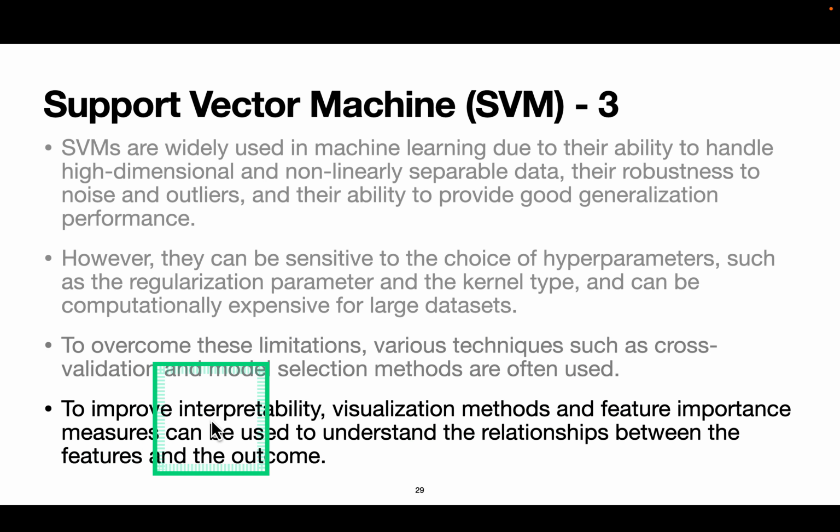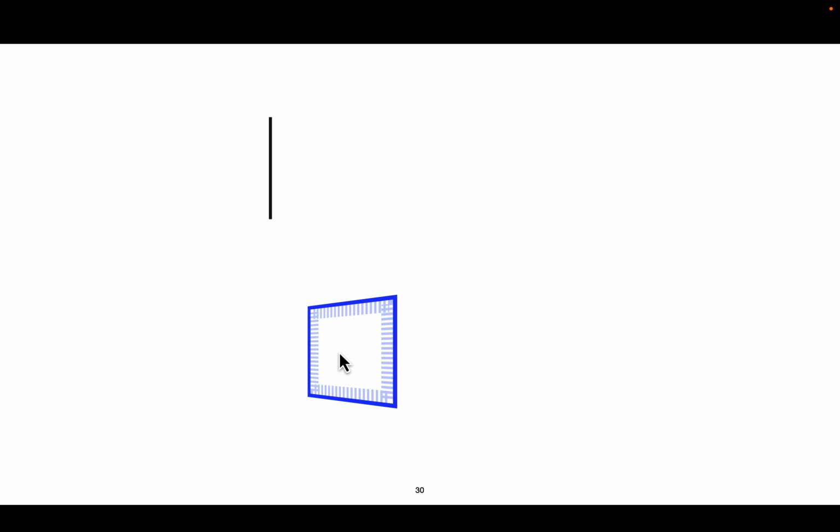To improve interpretability, visualization methods and feature importance measures can be used to understand the relationships between the features and the outcome. And that's all.